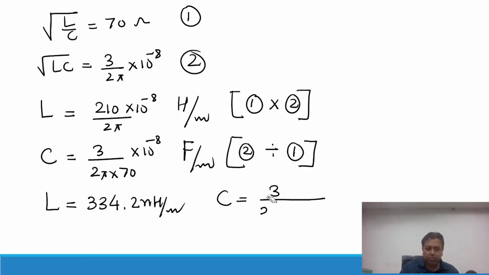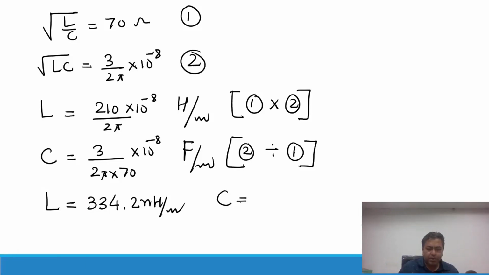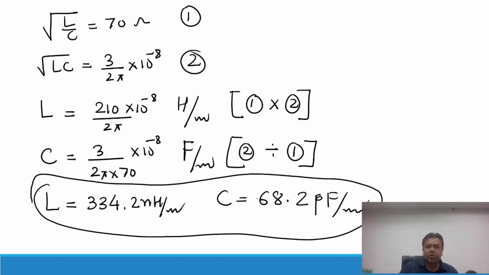So I am writing the simplified expression over here. It is 68.2 picofarad per meter. So in this way we can determine the inductance per unit length of the transmission line and the capacitance per unit length of the transmission line for a lossless line or for an air line.